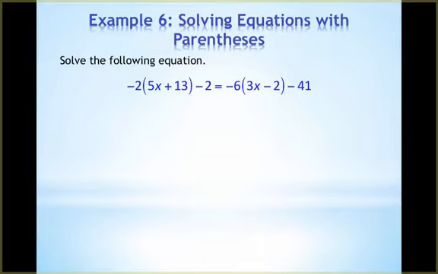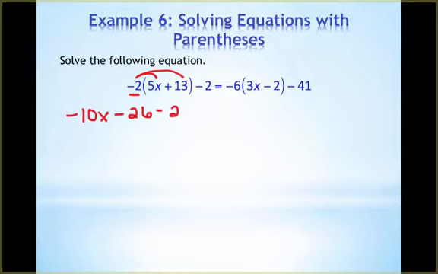Now let's look at a problem where we've got some grouping symbols. So what we're going to do here is use the distributive property to multiply negative 2 times both 5x and 13. So if I do negative 2 times 5x, I get negative 10x, and negative 2 times positive 13 would be negative 26.